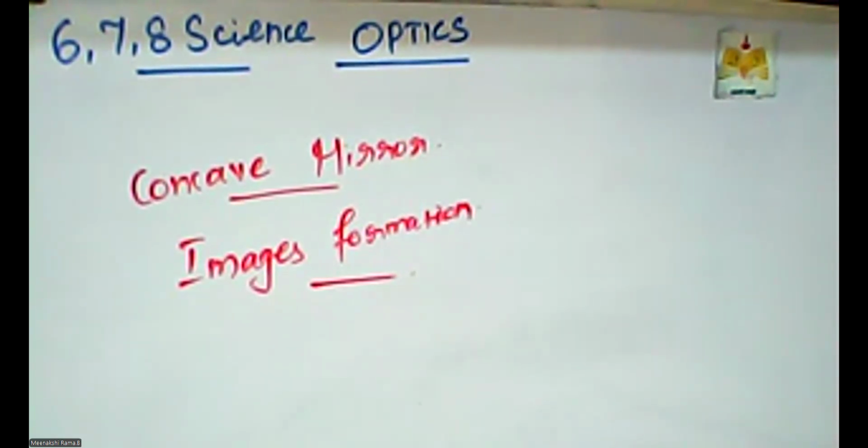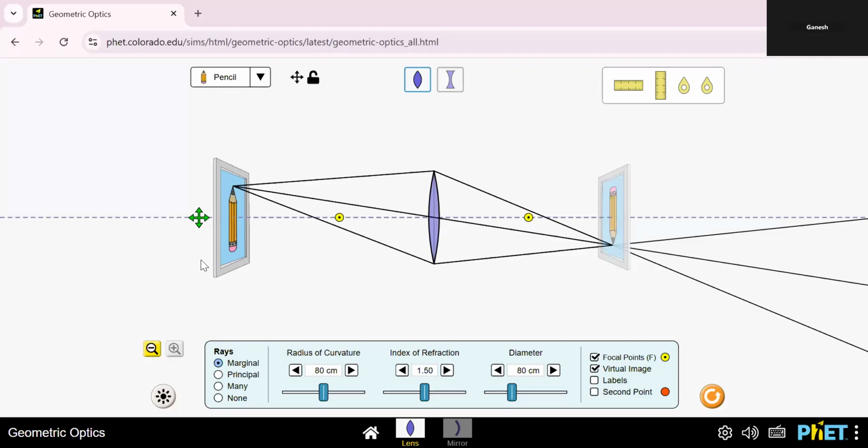And next, we are going to learn how images are formed by lenses, concave and convex, and by the normal plane mirror. With the help of the simulation, we are going to learn how the images are formed. That is the second part. In the first part, we saw how images are formed in concave and convex mirrors.